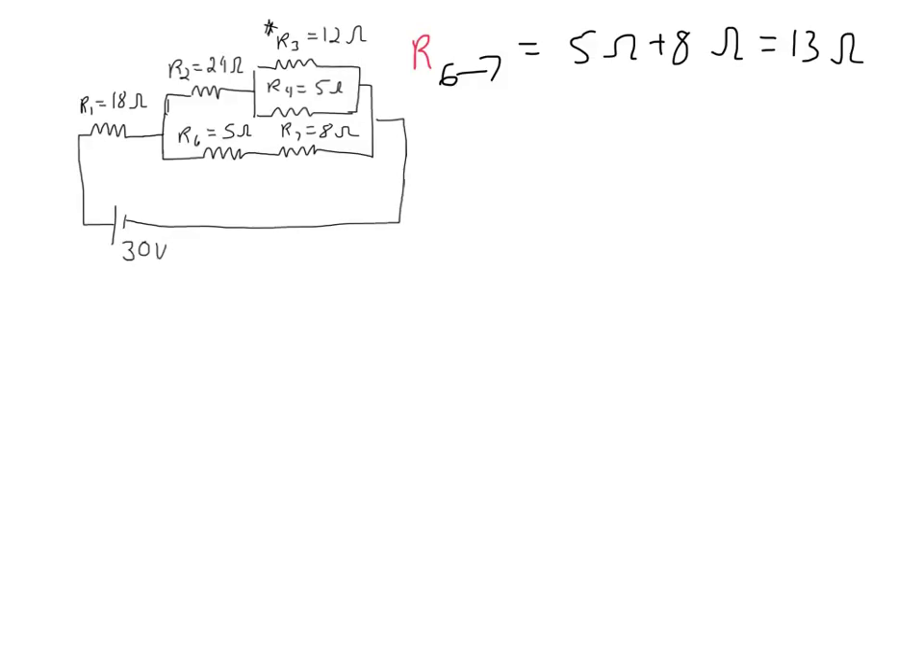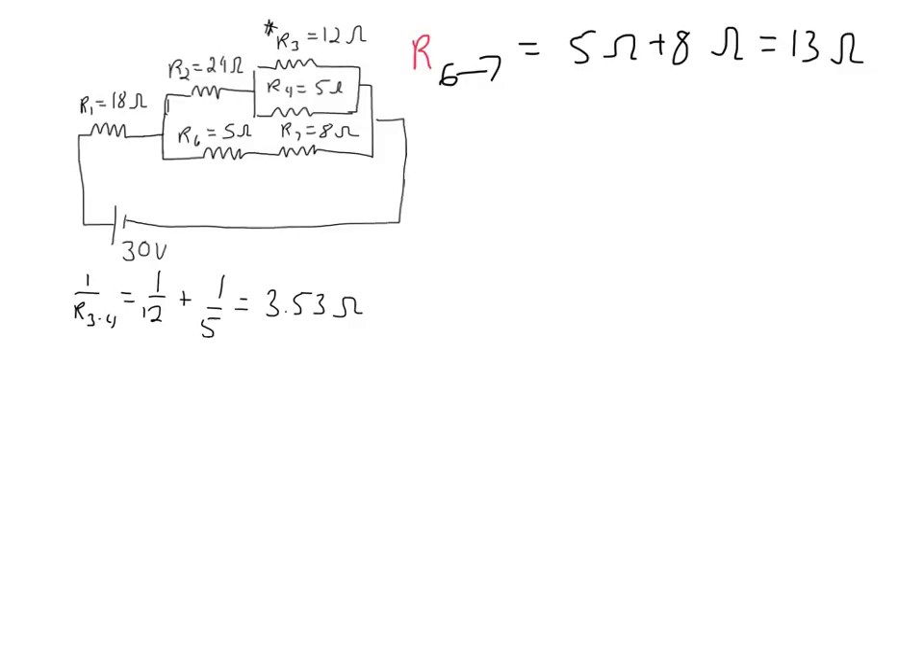Now, our next step is going to be to find R3 and R4, the combination of those two, and they're in parallel, so we're going to do 1 over R3 through 4 equals 1 over 12 plus 1 over 5, and when we do that math, we should get that R3 through 4 equals 3.53 ohms.